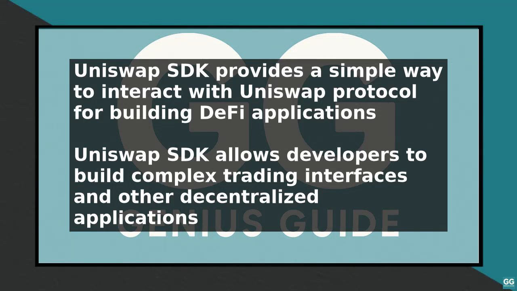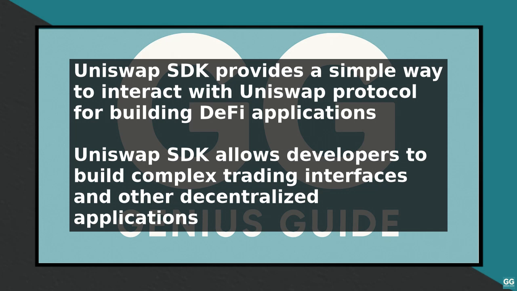Introduction to Uniswap SDK. The Uniswap SDK is a powerful tool for building decentralized applications on the Ethereum blockchain. It provides a simple and efficient way to interact with the Uniswap protocol, allowing developers to build complex trading interfaces and other DeFi applications. In this guide, we will explore when to use the Uniswap SDK and how to get started with it.